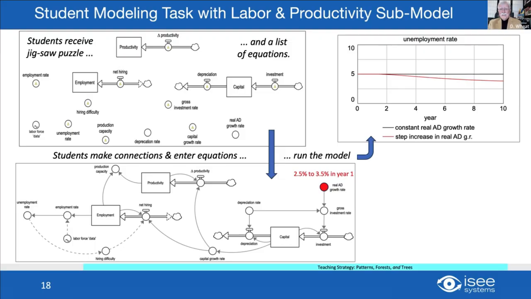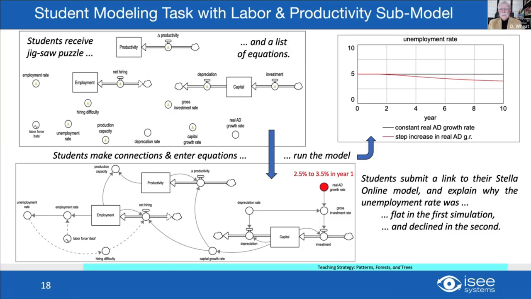When they run the model, they get this behavior. The black curve, which is a flat line, is a constant real AD growth rate of 2.5%. Even in this submodel the stocks are growing, but the employment stock is growing at the same rate as the labor force, and therefore the unemployment rate remains constant. That's because we're in balanced growth mode when we do this experiment. Then the students repeat the experiment on their own, stepping the AD growth rate up by 1 percentage point in year 1, and they see this new behavior.